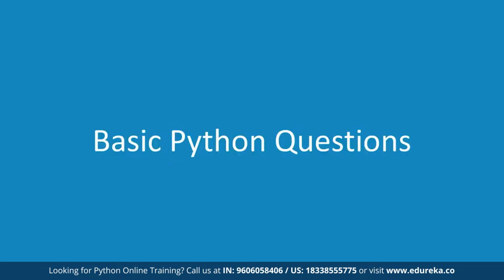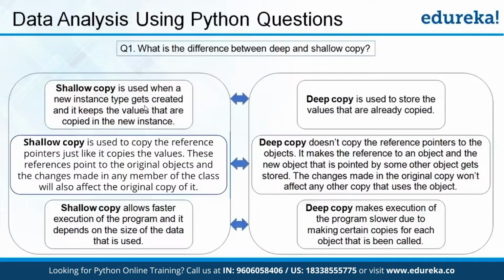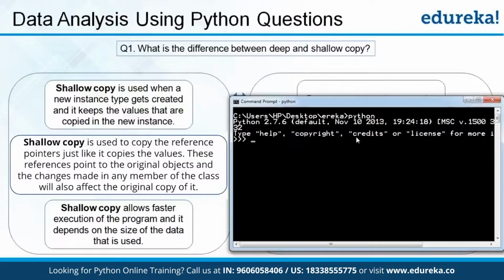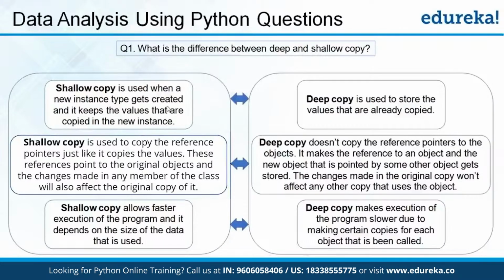Now, this is the first question that we have: what is the difference between deep and shallow copy? Let me open up a Python prompt. But even before we get into this, let me give you a background. What do you mean by a shallow copy? It is used when a new instance gets created and it keeps the values that are copied in the new instance. So basically we are copying from an existing instance.